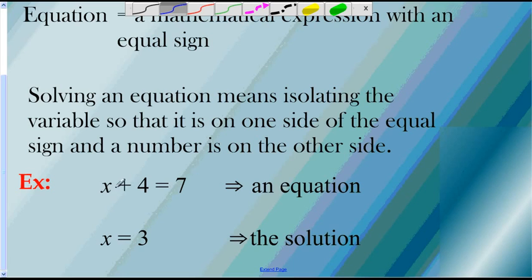So for example, a number x plus 4 is equal to 7. This is an equation because it has two sides and it has an equal sign. Now, x represents a number, so it says a number plus 4 is equal to 7. What can that number be? So you can probably figure out that 3 plus 4 is equal to 7. We can solve that by moving the 4 to the other side to isolate x, or to solve for x, and we get x is equal to 3. So this is the solution.